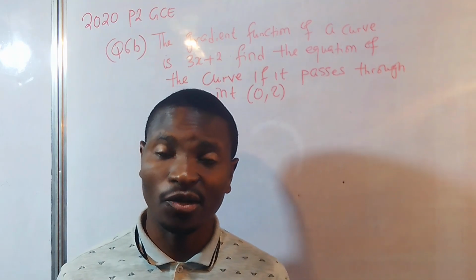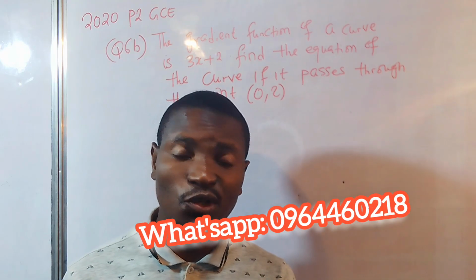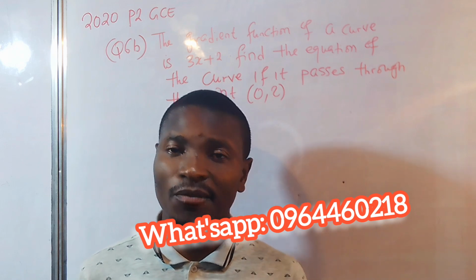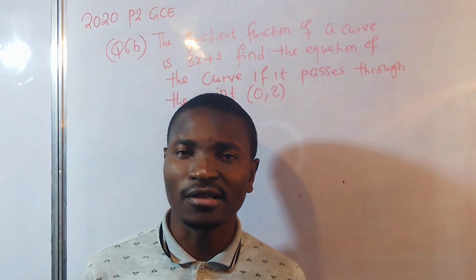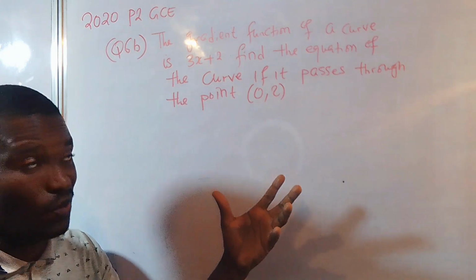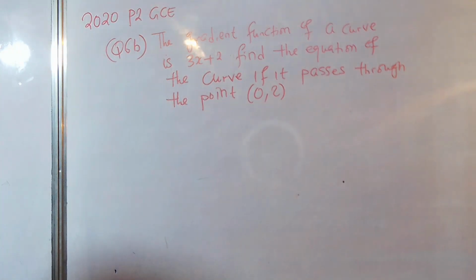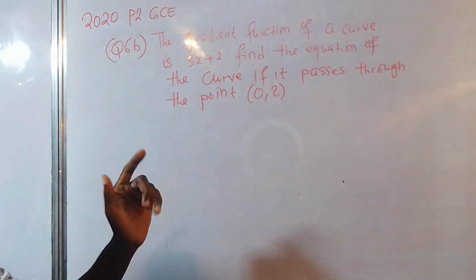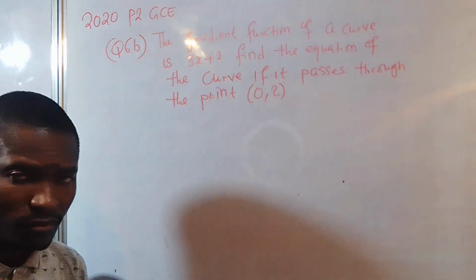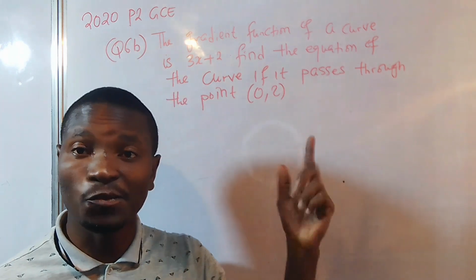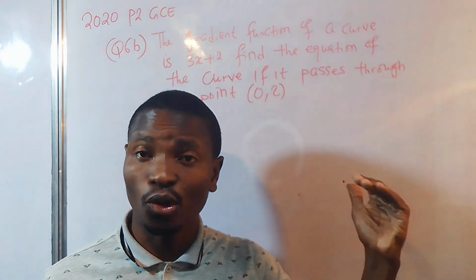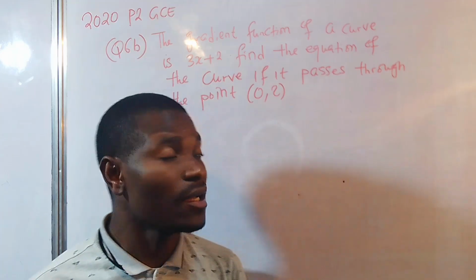So without wasting much of your time, let us dive into this question. The question is about calculus, and this is kind of a trick question, but we have to understand that this is calculus and how to approach it. The question says that the gradient function of the curve is 3x plus 2. Find the equation of the curve if it passes through the point (0, 2).